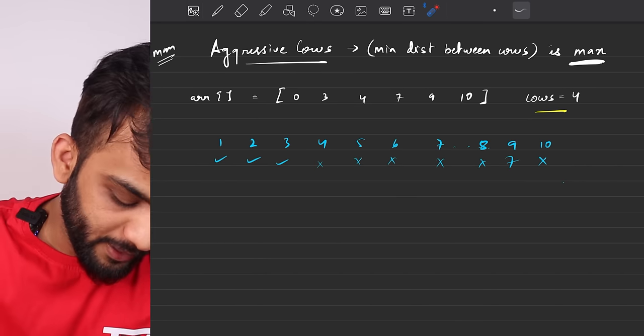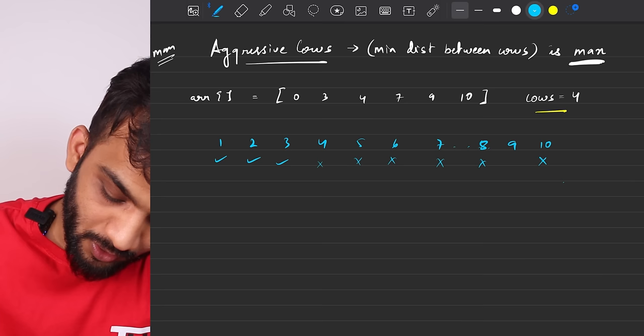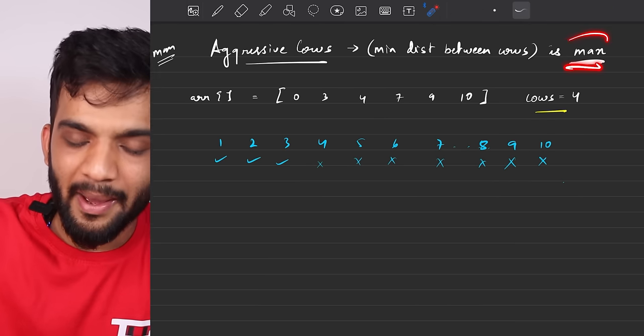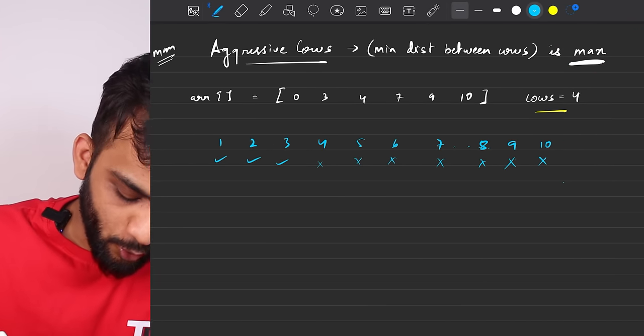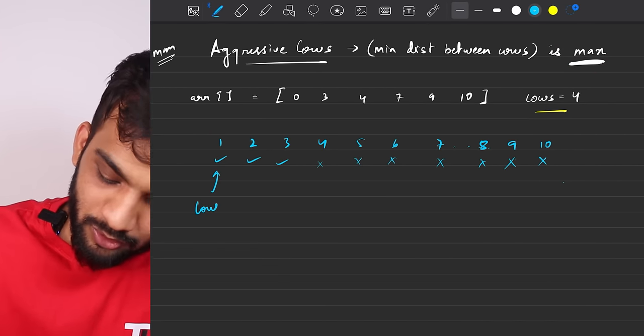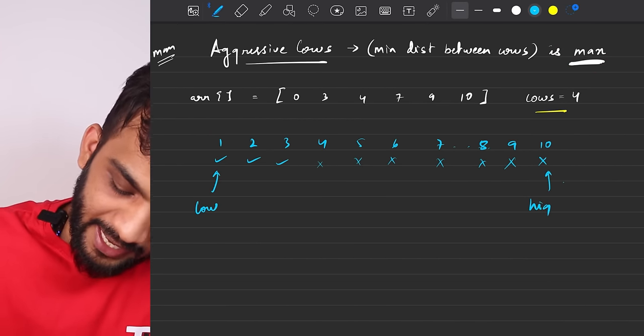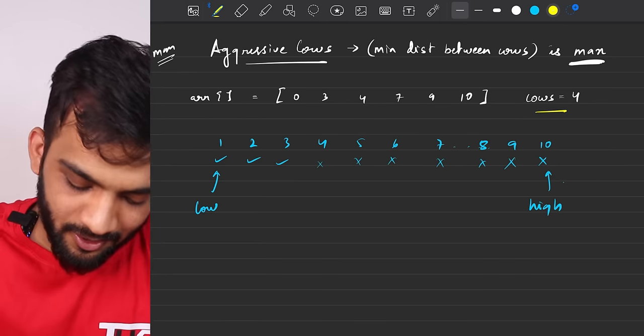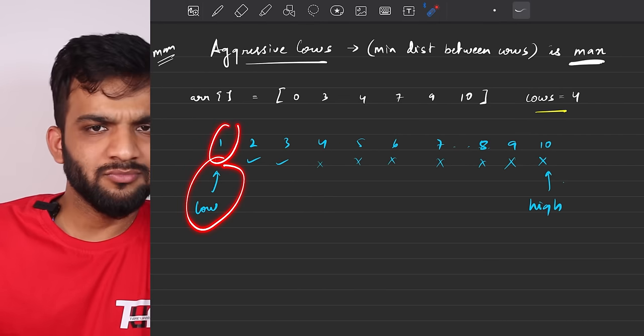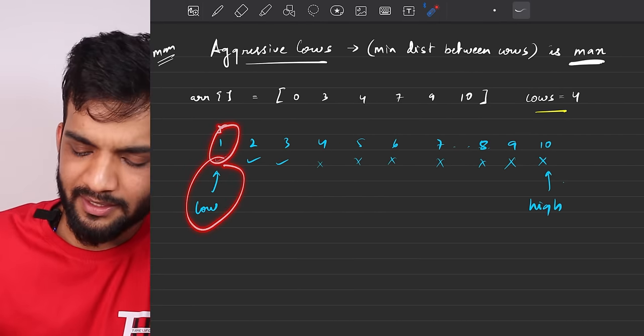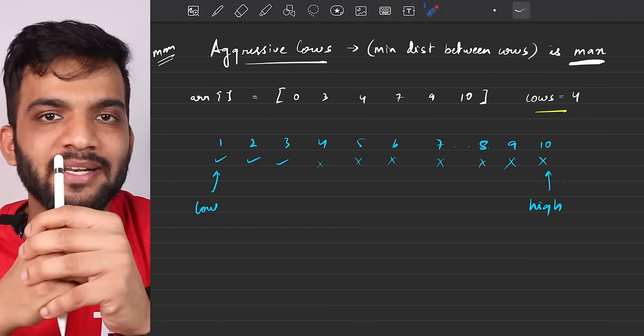What are we looking for? By the way, this will be cross. And what are we looking for? We're looking for the max possible answer. So go ahead and do it. You're at low, you are at high. Can we perform the binary search? We can. So the low is pointing to the first possible answer, that is 1, and the high is pointing to the last possible answer, that is 10.